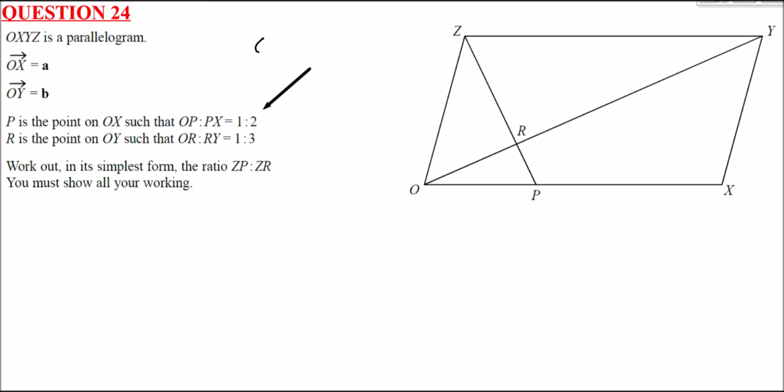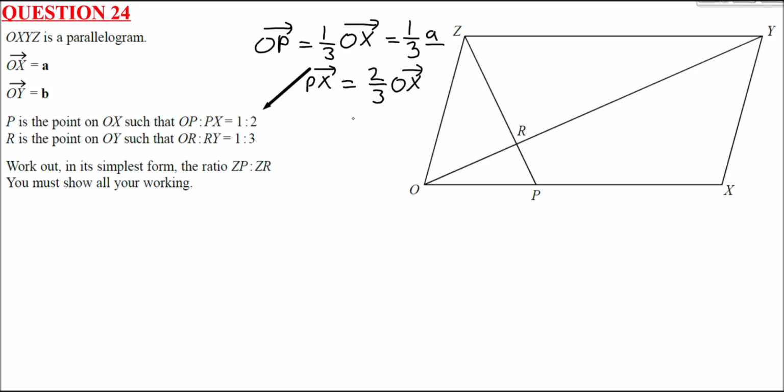So therefore, OP is just 1/3 of the distance from O to X. But O to X is vector A. So 1/3 of OX is the same as 1/3 of vector A. And in the same way, P to X must be 2/3 the way along O to X. So PX is 2/3 of OX. And OX, like we said, is A. So 2/3 of OX must be 2/3 of vector A.